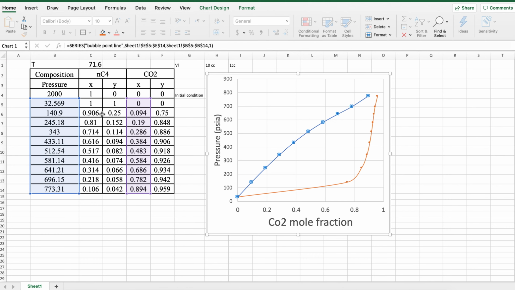So what we have done, we have plotted the pressure versus the composition of the CO2 liquid. These are all the points falling on the bubble point line. We also plotted the pressure as a function of gas CO2. Remember, this is a CO2 composition, so the gas CO2 falls on the dew point line.